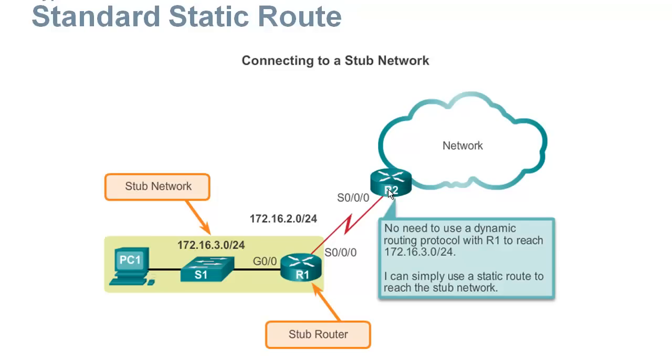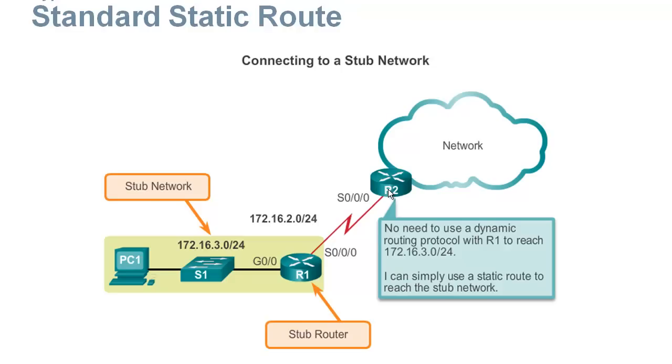That way you only have to have one route extra to send all that traffic to the ISP. So that's where the default route comes into play. So remember, when a packet comes in, it goes through the entire routing table. Default routes are placed at the bottom of the routing table.